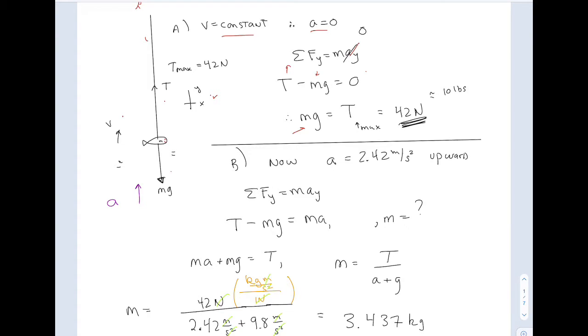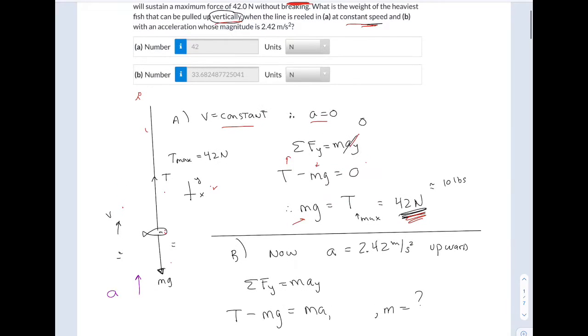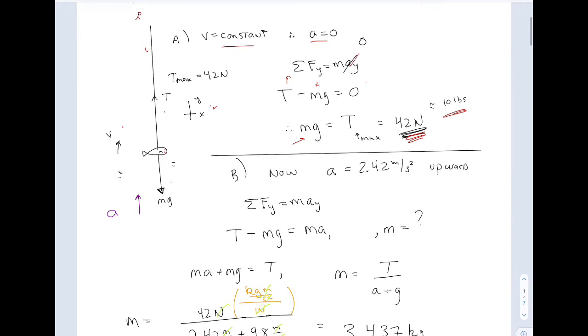The maximum tension the string can have without breaking is 42 newtons. That's the maximum weight of the fish, so that's about 10 pounds. Now part B: instead of pulling it up at constant speed, you want to yank it up quickly, so you're going to accelerate it. If you want to yank it up quickly, you're going to have to sacrifice some weight, so the fish can't be 10 pounds, it's going to be lighter than that. They want you to find how big the fish will be if you accelerate it at that rate. For part B, my acceleration's upward, so my coordinate system's still okay.